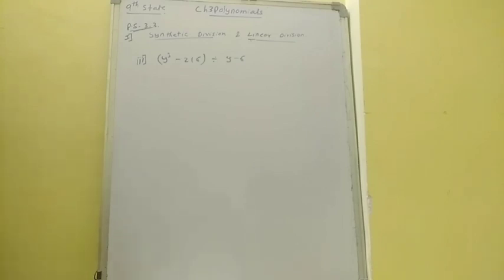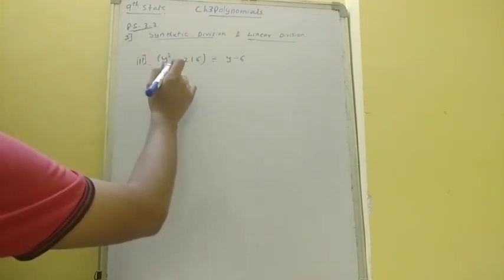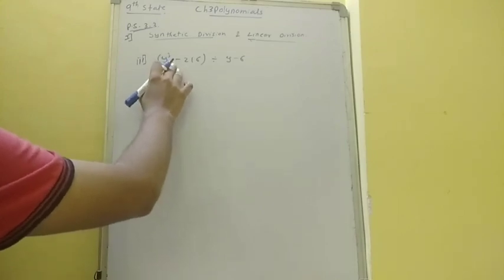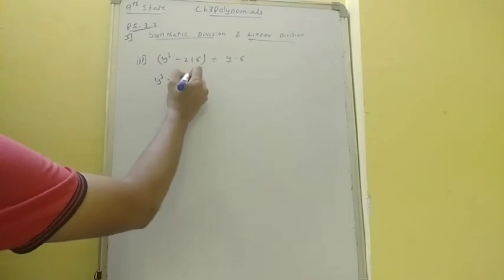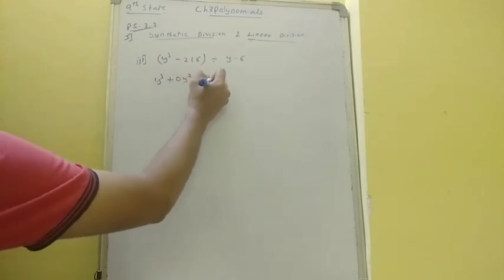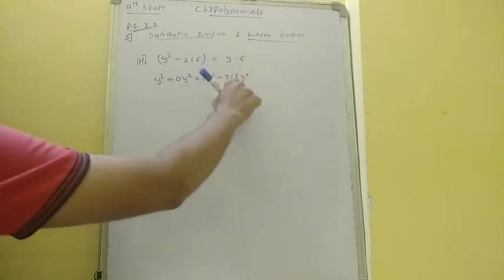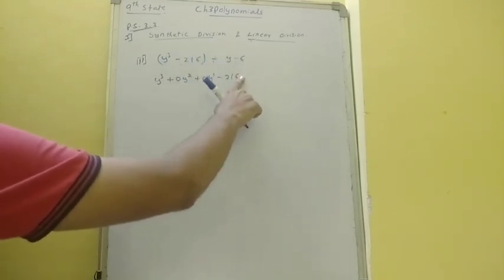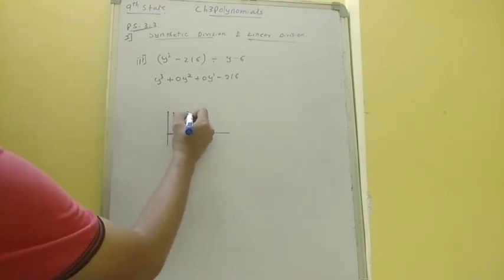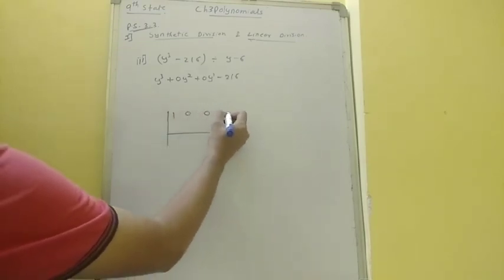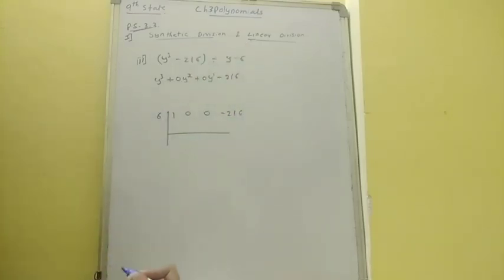Okay, first of all, we will write this in the proper coefficient form, that is proper standard form, with the missing variables included. I will write that: y cube plus 0y raised to 2 plus 0y raised to 1 minus 216, which is y raised to 0. So to write this in the coefficient form will be 1, 0, 0, minus 216, and as it is minus 6, here I will write plus 6.